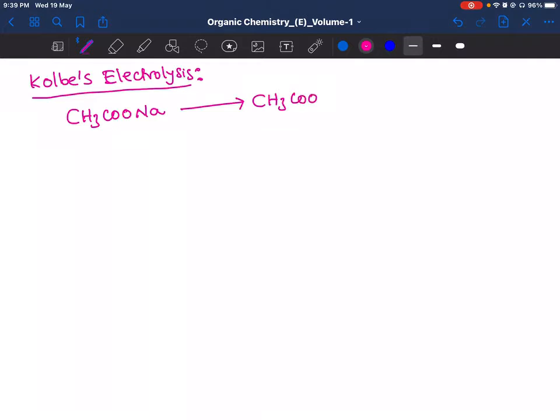Acetate ion, CH3COO minus, and Na plus we are getting. And water is there. Water will also undergo dissociation. It gives H plus and OH minus. Okay, students, so now that solution contains two anions and two cations. The anions are the acetate ion and the hydroxide anion. The cations are the Na plus ion and the H plus ion.